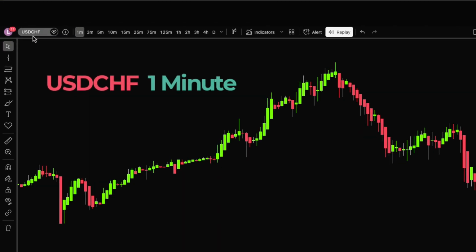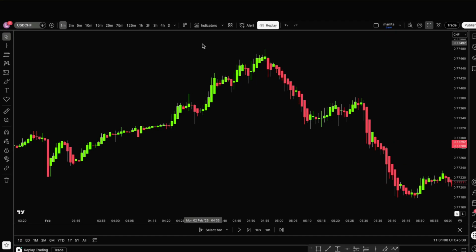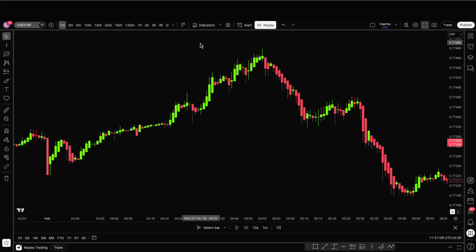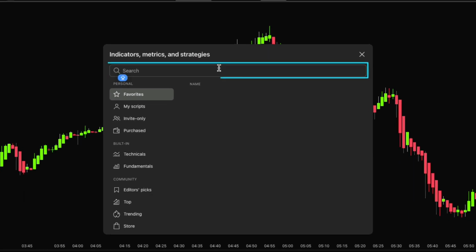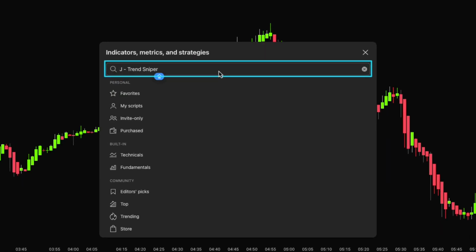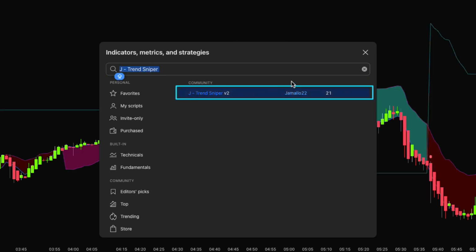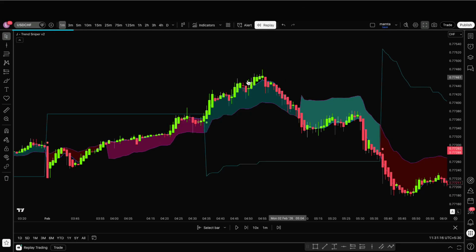We open the USD CHF 1-minute chart. And don't sweat the time frame either. Next, you'll want to find those magic indicators. Head over to the Indicators tab and search for the J-Trend Sniper V2. Select the indicator made by Jamalo22 and add it to the chart.